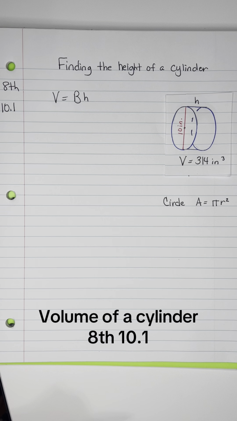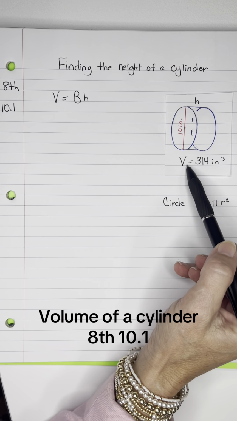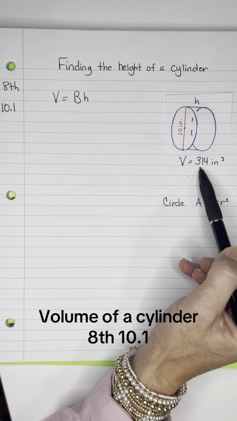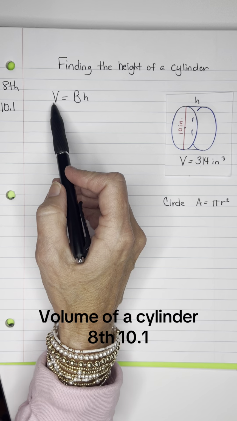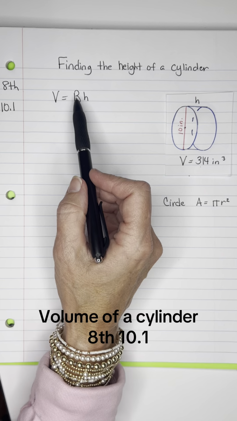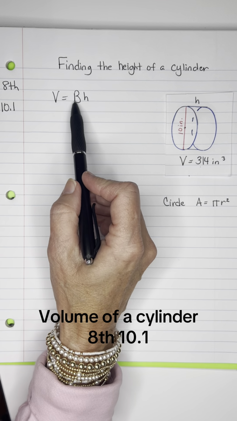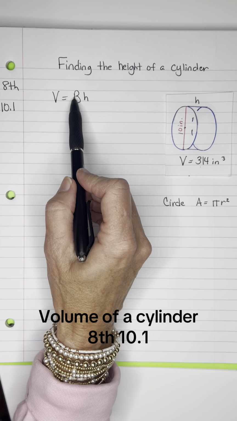Right, let's find the height of a cylinder. We're still going to use the volume formula because I am given the volume of this cylinder as being 314 inches cubed. And your volume formula is like all the other formulas for volume, it's the base area times the height. And the base, the capital B, stands for the area of the base.